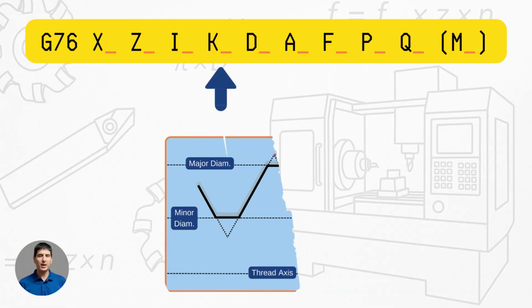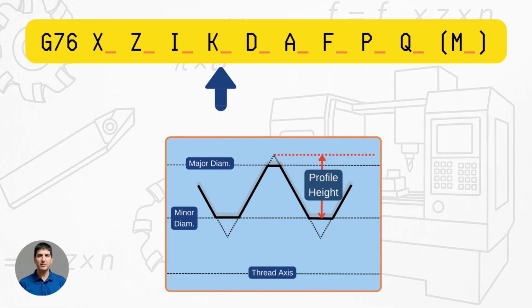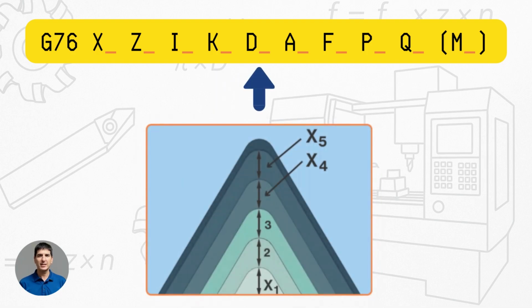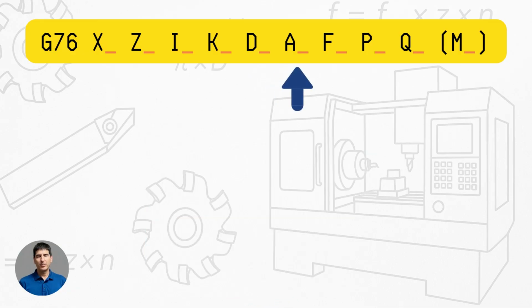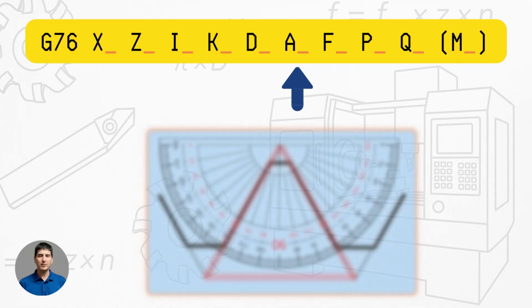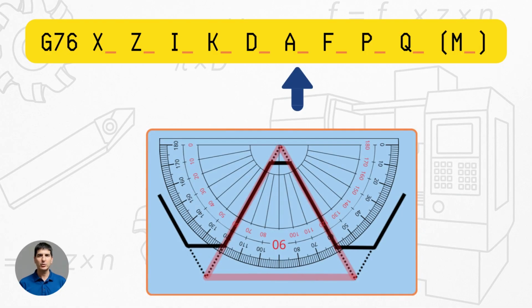K represents the profile height, expressed in microns. This is the total depth your threading tool needs to cut. We'll cover how to calculate this later in the video. D is the depth of the first threading pass, also in microns. It controls how aggressively you start cutting and affects the total number of passes. We will delve deep into it in a later part of this video. Parameter A defines the thread V angle. Your options are limited to 0, 29, 30, 55, 60, or 80 degrees. 0 degrees is used only for radial infeed.